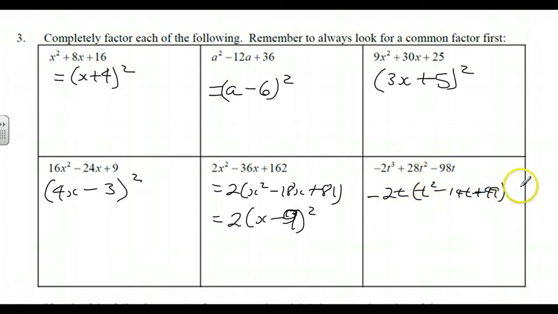Square root of t squared is t, square root of 49 is 7, 7 times t is 7t, doubled is minus 14t. Negative 2t, factor t minus 7, quantity squared.